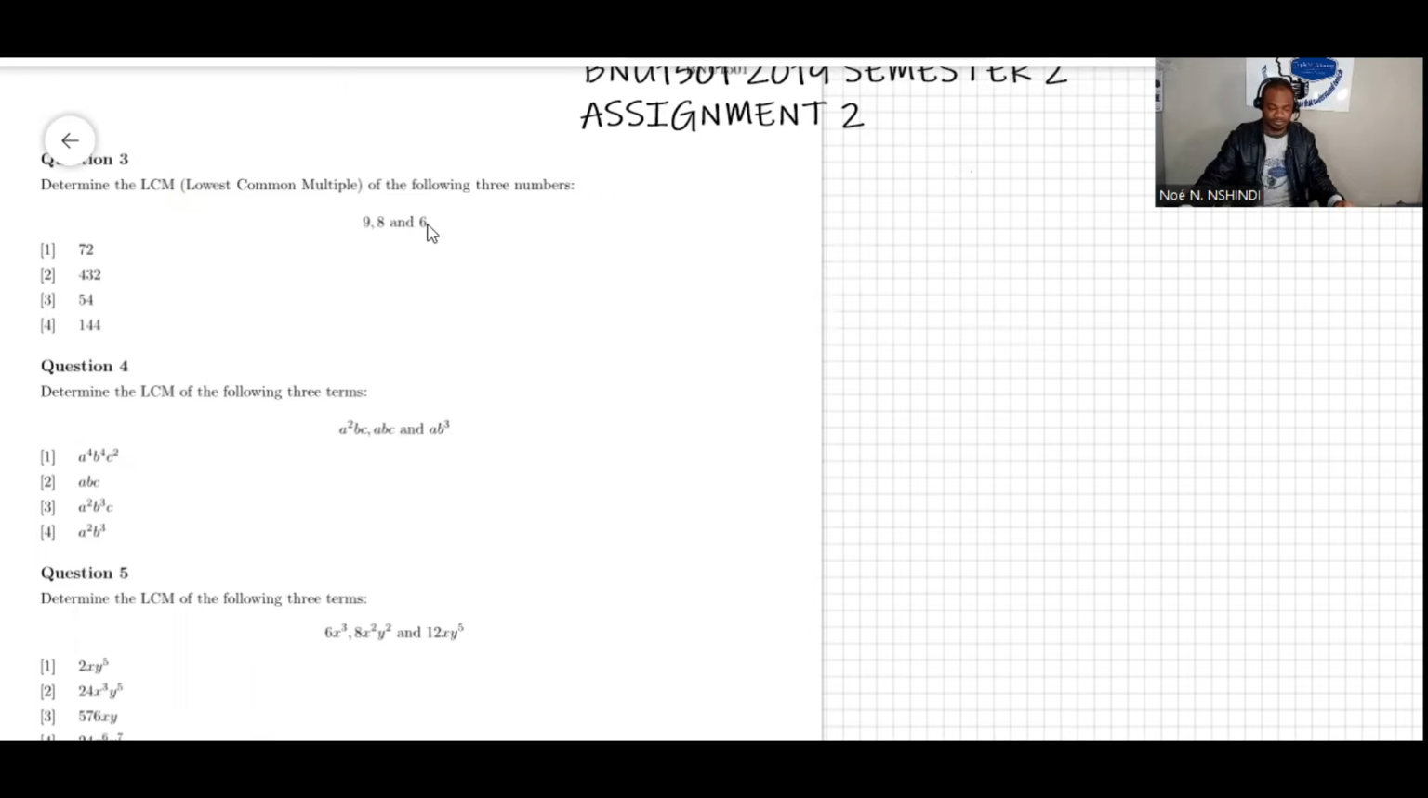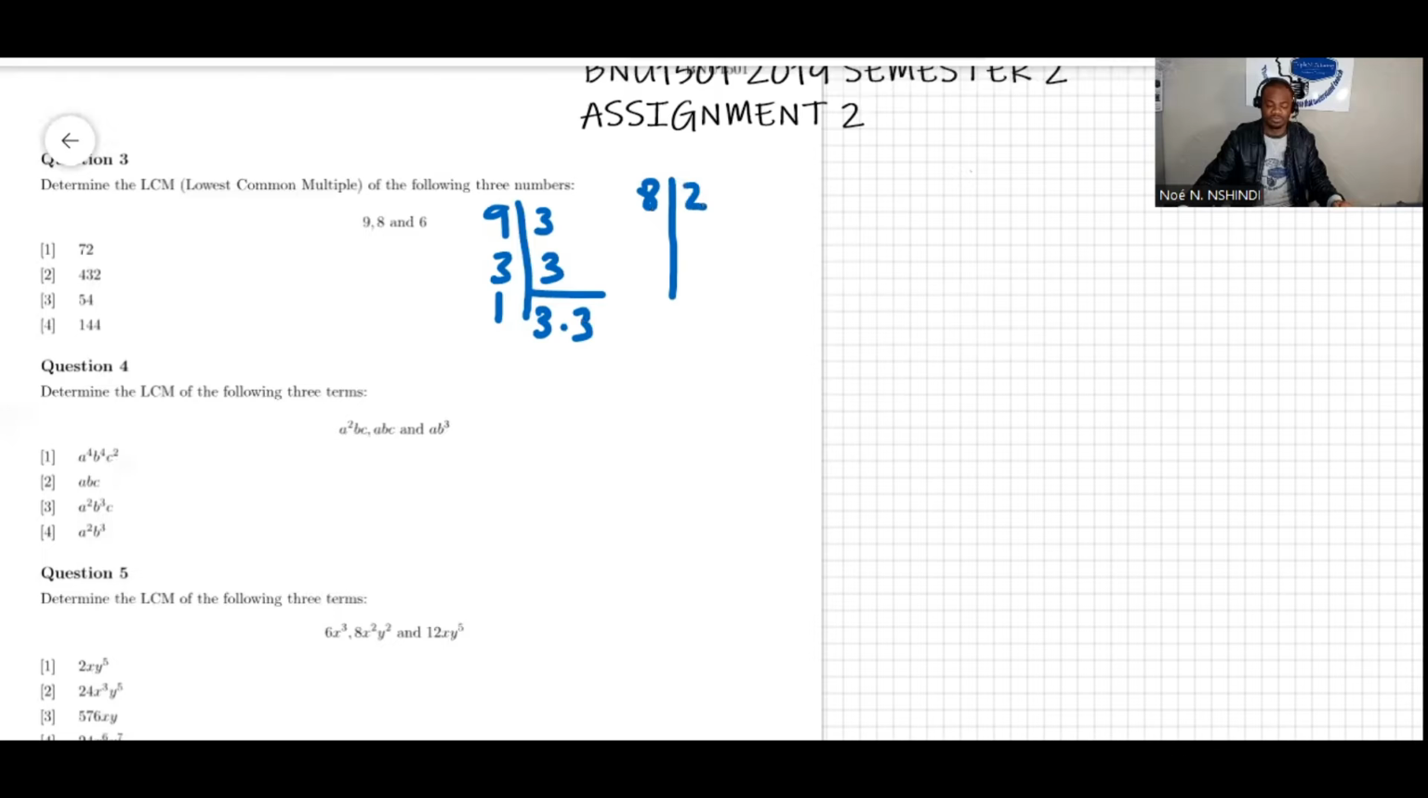Let's do it. For 9, the prime factor of 9: the smallest number except 1 that divides 9 is 3. The prime number that divides 9 is 3, and 9 divided by 3 is 3, and 3 by 3 is 1. So I can say the prime factors of 9 are just 3 times 3. Next is 8. I'm going to do the same. The prime factors of 8. 8 divided by what?